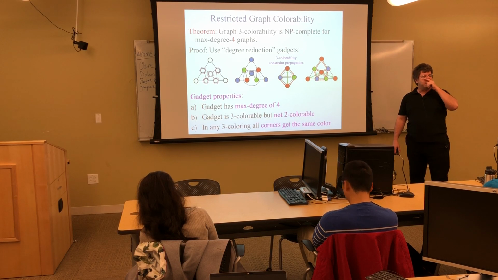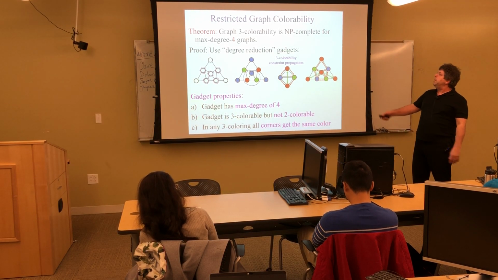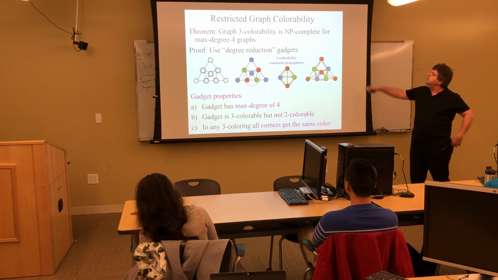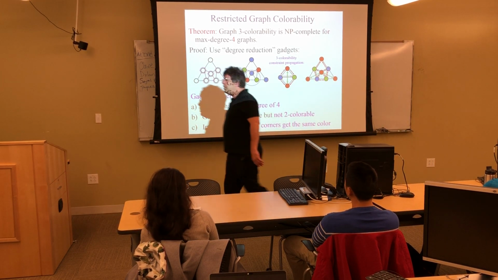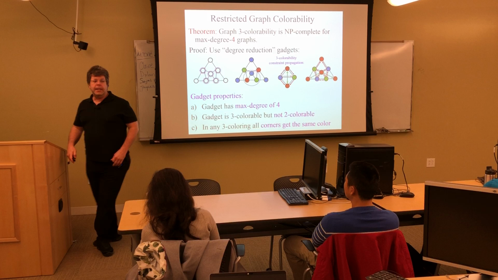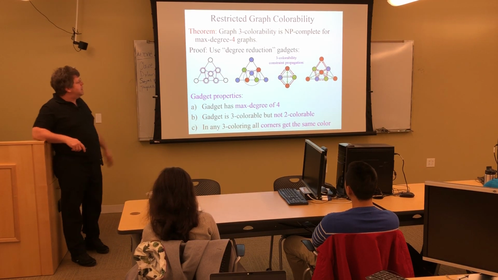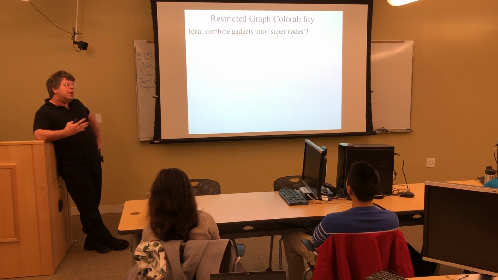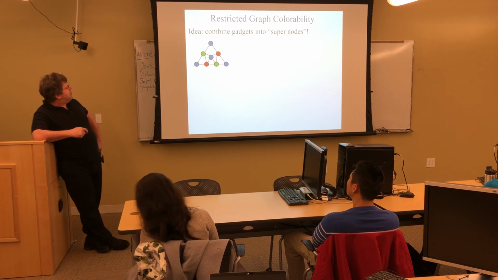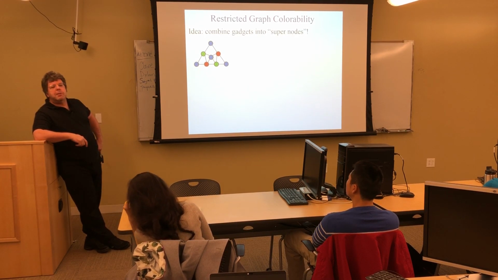Any questions so far? That's just a lemma in this bigger theorem that max degree 4 graph colorability is NP-complete. All right, now we're going to exploit this gadget that has these properties in the following way. We can combine copies of the gadget into larger gadgets. So this one copy of the gadget has a property that all three corners must have the same color.